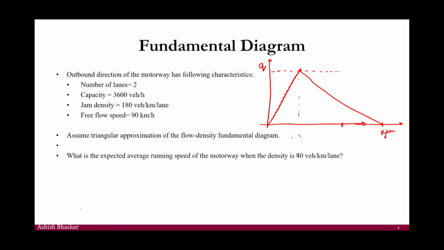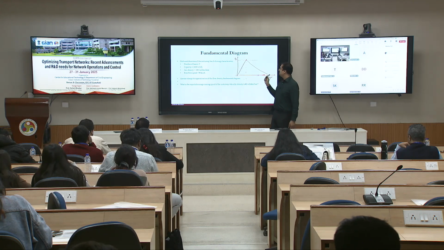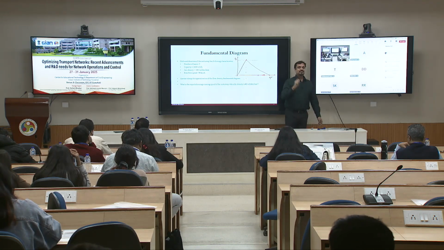So now from here, jam density is known to you, which is 180 vehicles per kilometer per lane. Capacity is known to you, 3600 vehicles per hour. Free flow speed is known to you, which is 90 kilometers per hour. You can figure out these dot points, but please check the units.